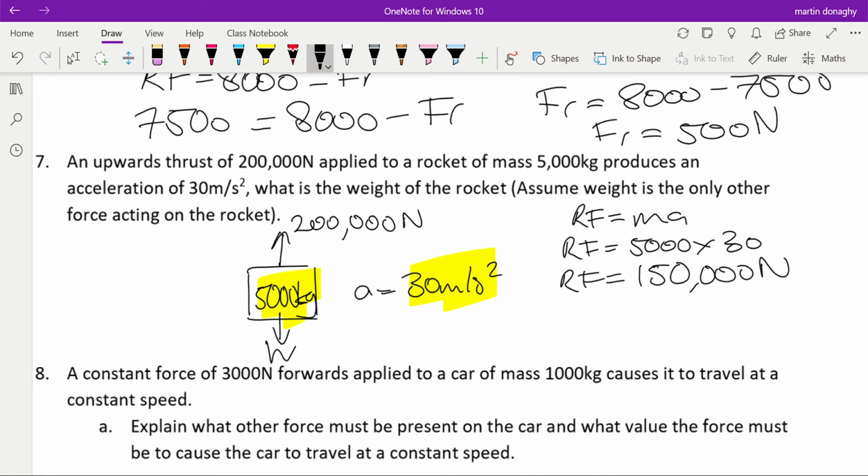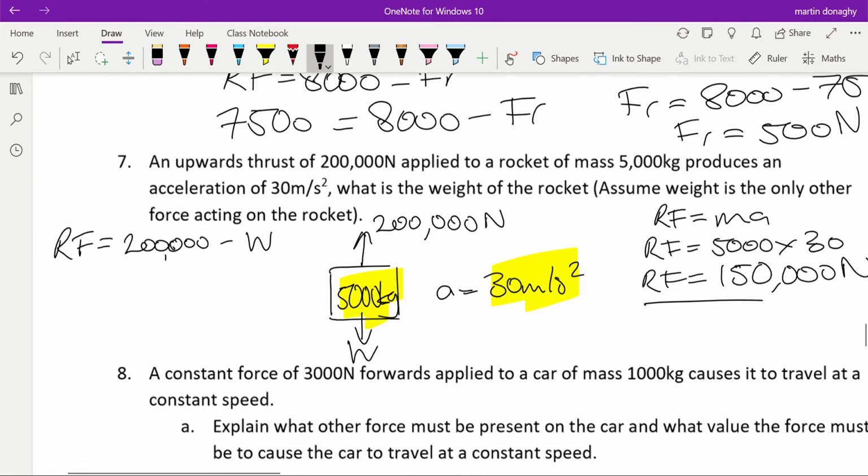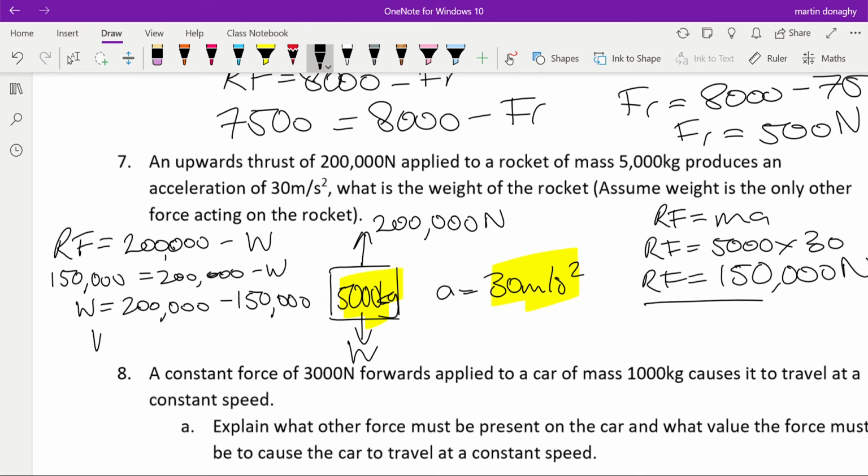Once again, you might be able to look at that and know that the weight must be 50,000, but let's do a little equation for the resultant force on this. The resultant force in our rocket is the upwards force, which is 200,000, minus the downwards force, W. Putting in our value of resultant force that we worked out over there tells us that 150,000 equals 200,000 minus W. Rearranging that gives you W equals 200,000 minus 150,000. W equals 50,000 newtons.